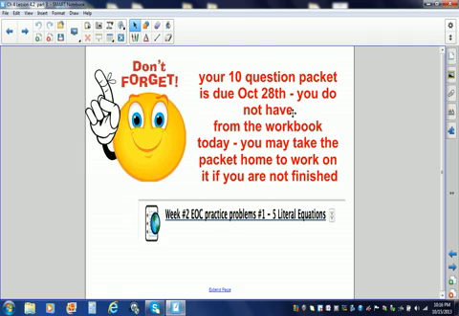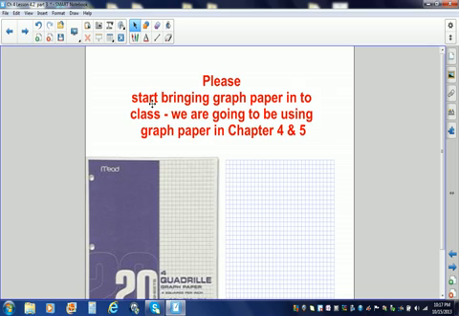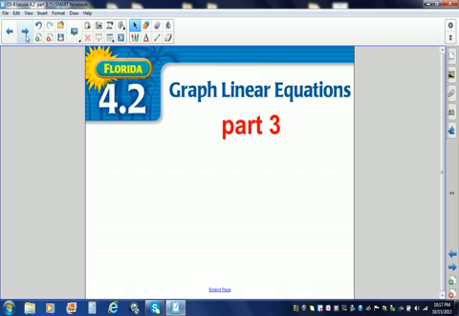Just a friendly reminder, you do not have any homework from the algebra workbook today. You may take your packet home and work on it if you're not finished. Questions 1 through 5 are posted in Blackboard. Don't forget, start bringing in graph paper. You are going to need it, just like the Cubs need a World Series.